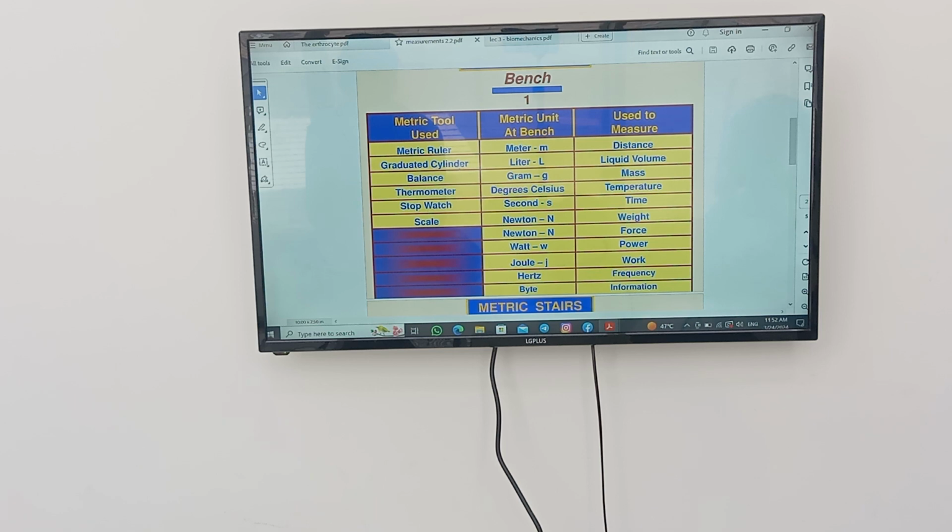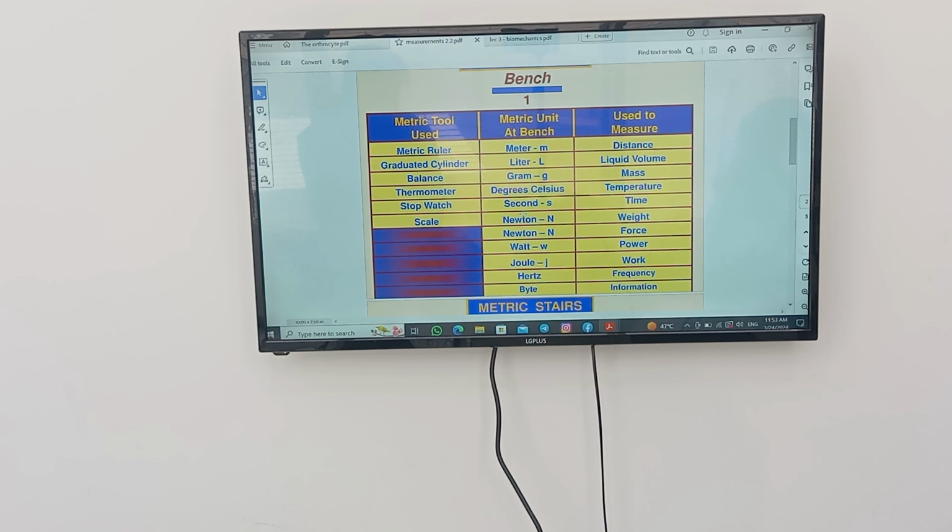A graduated cylinder, the unit of it is liter. It's used to measure liquid volumes. Anything liquid, you can use a graduated cylinder. A balance, the unit of it is gram, used for mass or weight. It means the same thing. A thermometer, the unit is degrees Celsius. You can say 37 or 38 degrees Celsius when using a thermometer, used for temperature. A stopwatch's unit is seconds, to measure time.